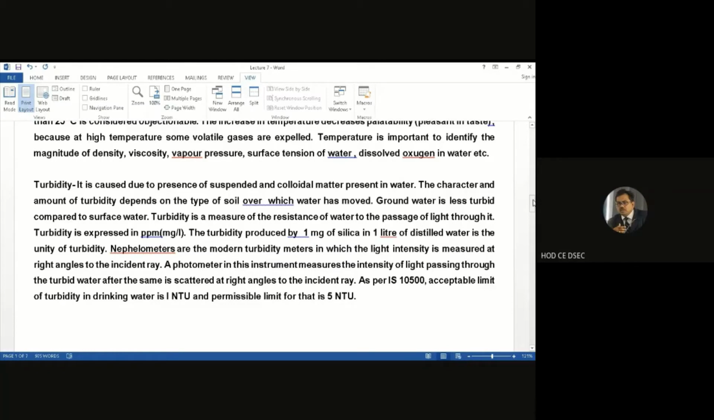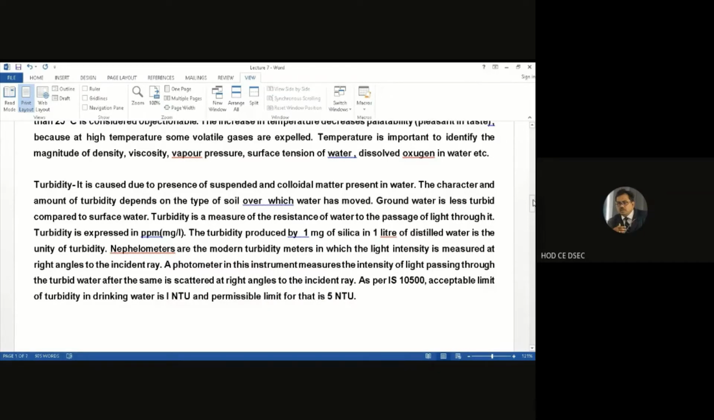The character and amount of turbidity depends on the type of soil over which the water has flowed. We know the water sources are two. One is the surface and another is the subsurface, that is the groundwater. So when water flows on the surface, I am talking about surface runoff, meaning the surface source of water, it will flow over various soils. As it flows over various soils, it will contain many more colloidal particles, for which the water becomes turbid. But the groundwater is less turbid compared to the surface water.